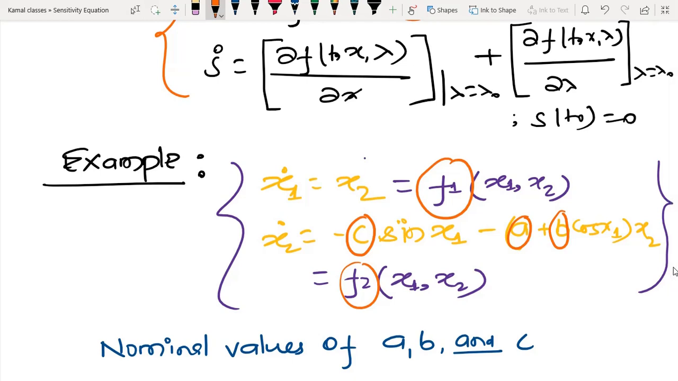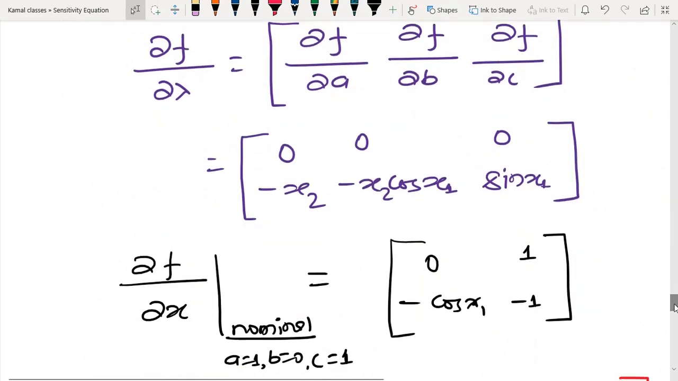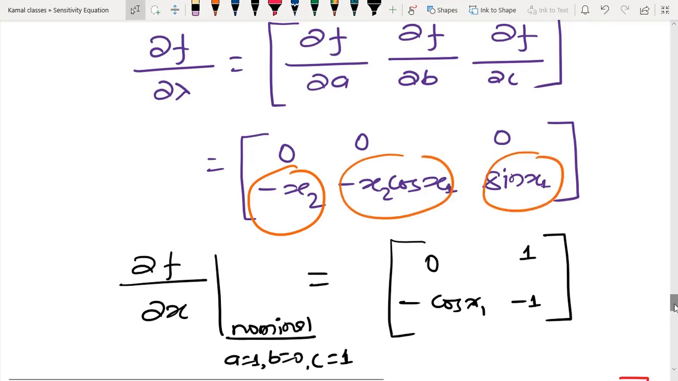In the second, I have three parameters, so I have to take the partial derivative with respect to a, the partial derivative with respect to b, and the partial derivative with respect to c. Due to that reason, since I have three parameters, each and every entry is reflected here whenever you do the partial derivative with respect to a, b, c.